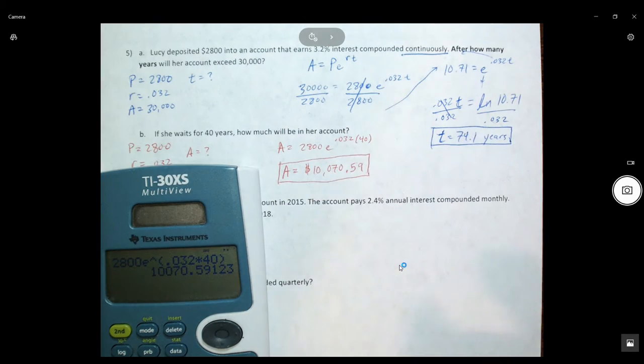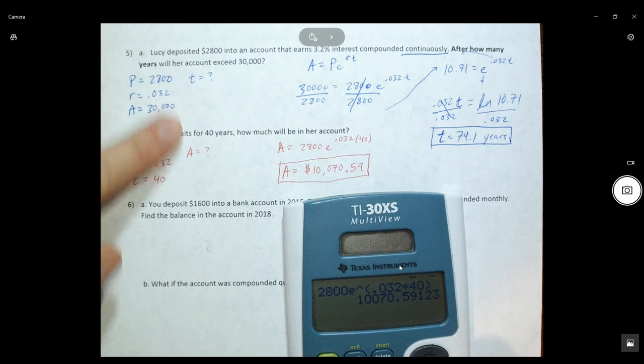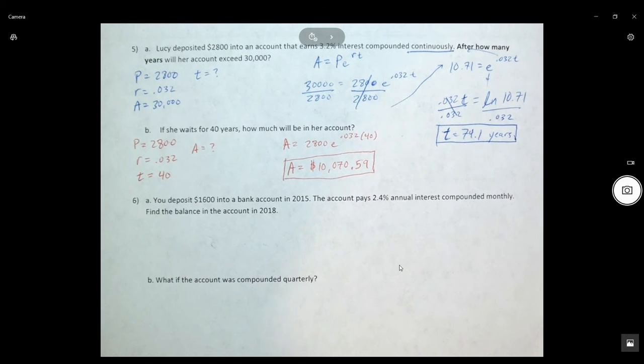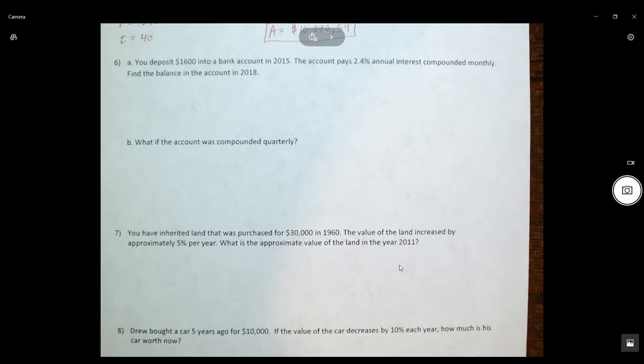All right, so notice how it kind of changes depending on what we're finding. But it's helpful to know what you're finding, because that will tell you what you plug in for and how you go about solving for that variable.